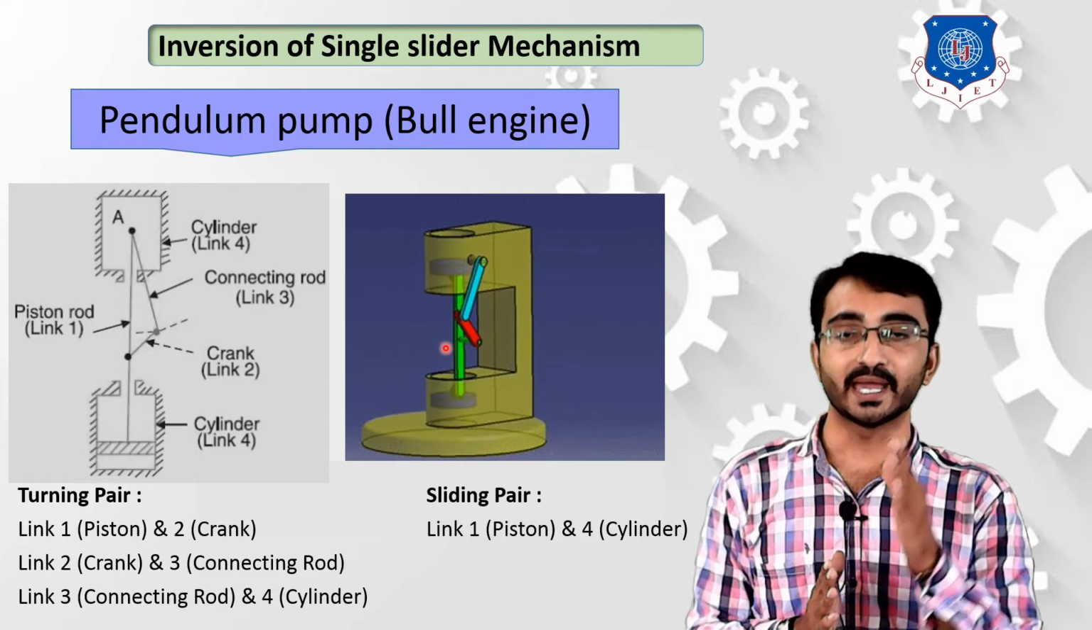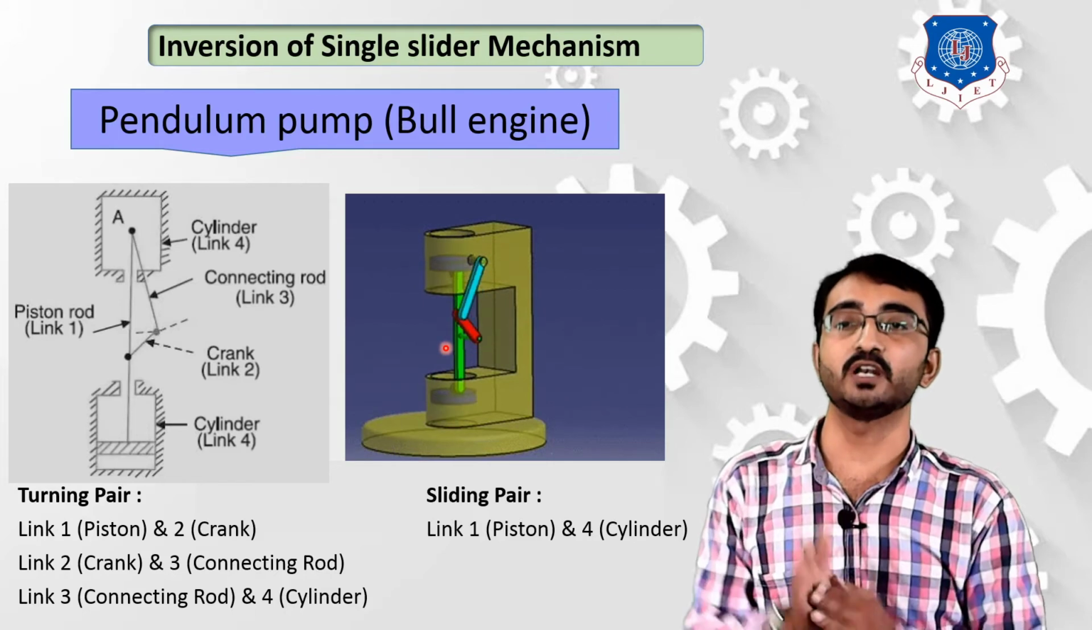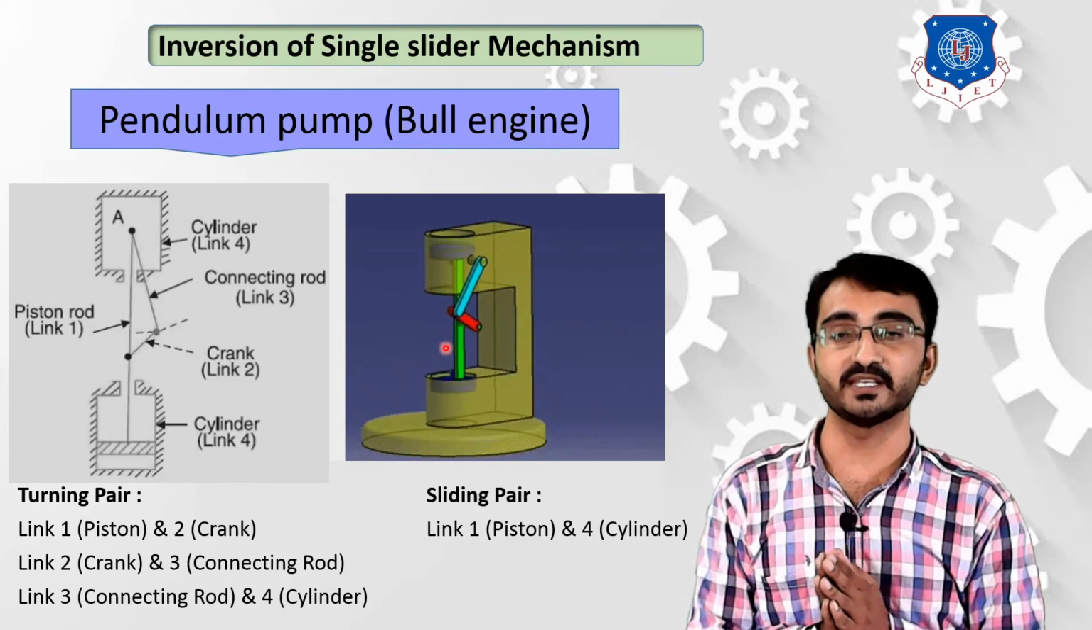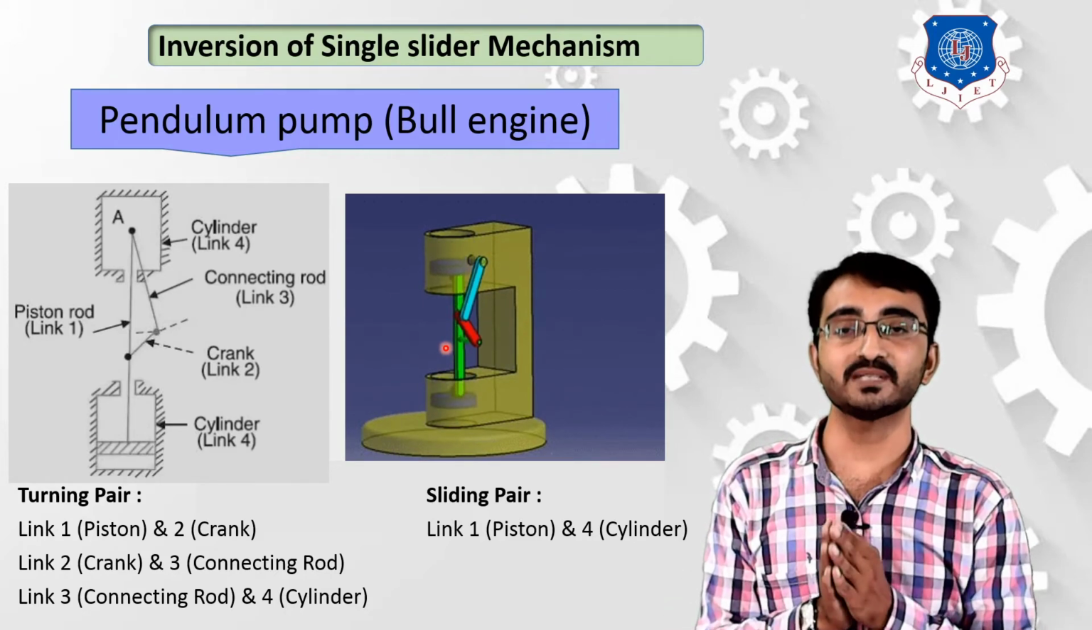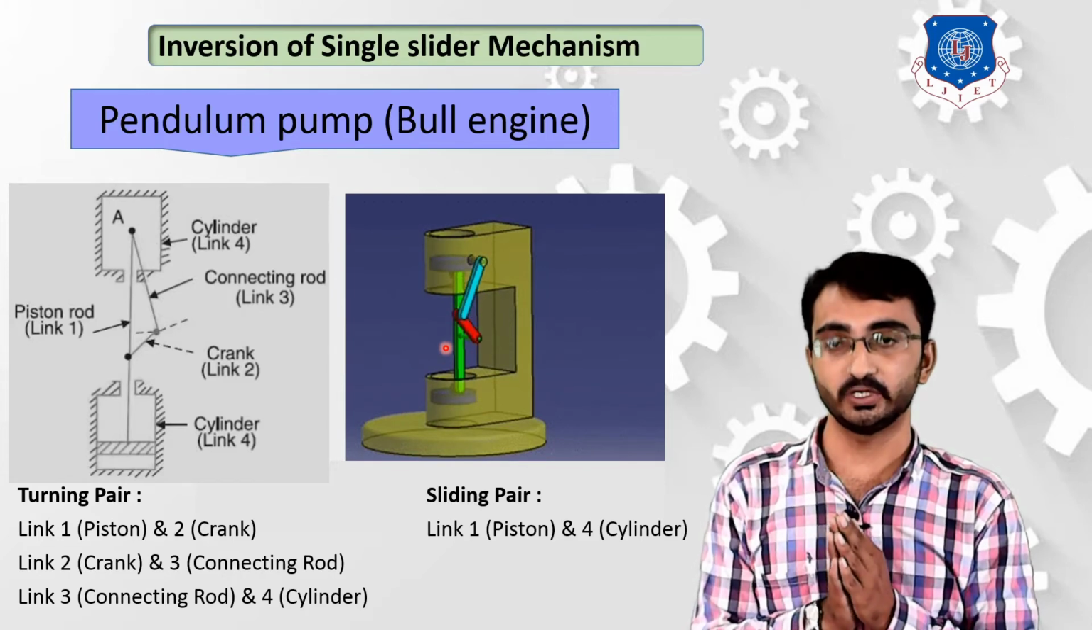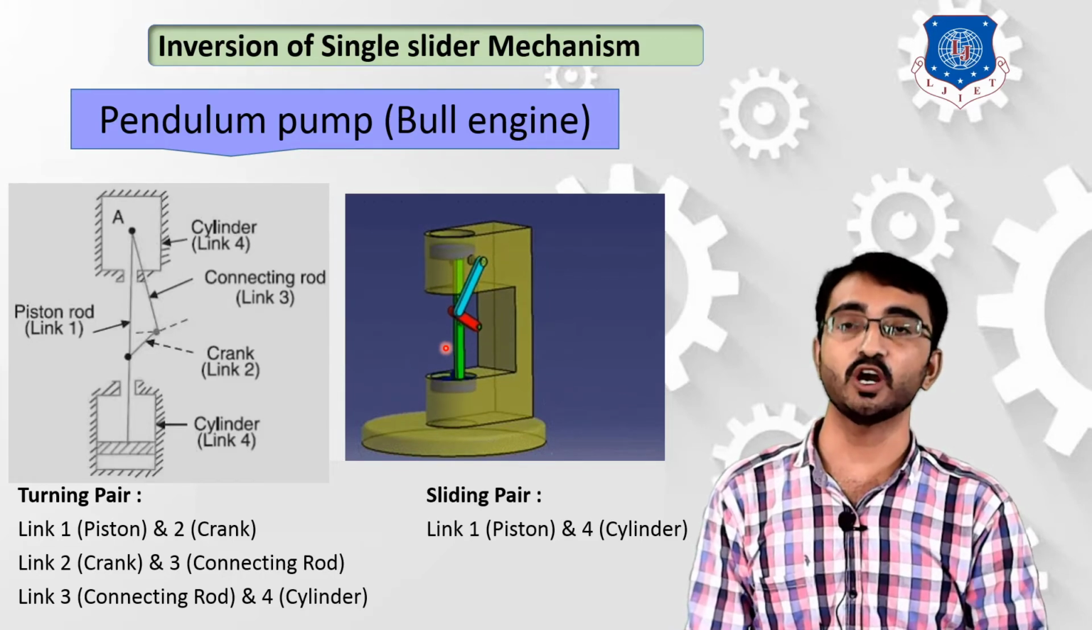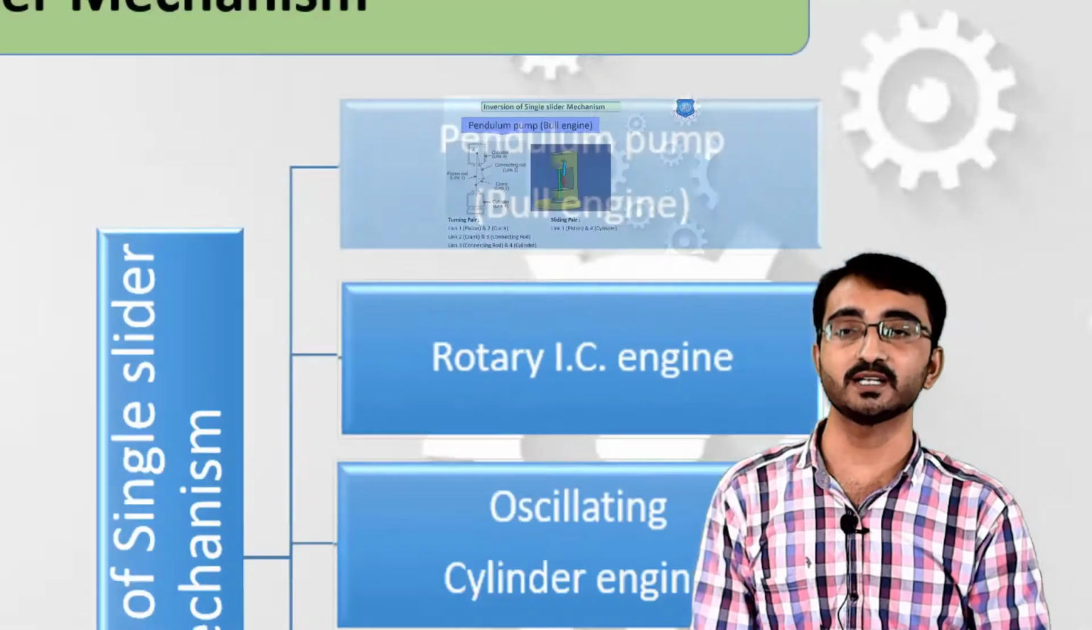Hand pumps are the best example of this pendulum pump type mechanism, but nowadays hand pumps are obsolete from day-to-day life. So that is all about the first inversion of single slider mechanism.